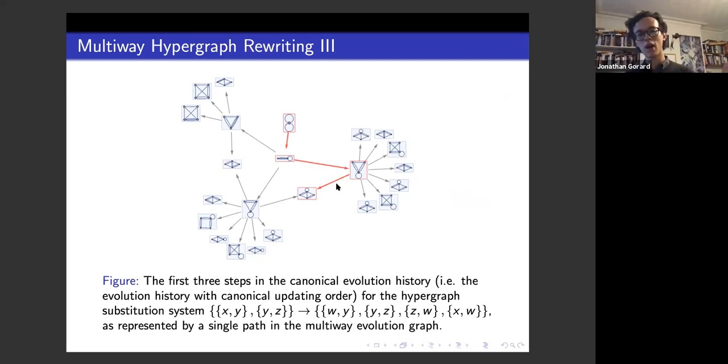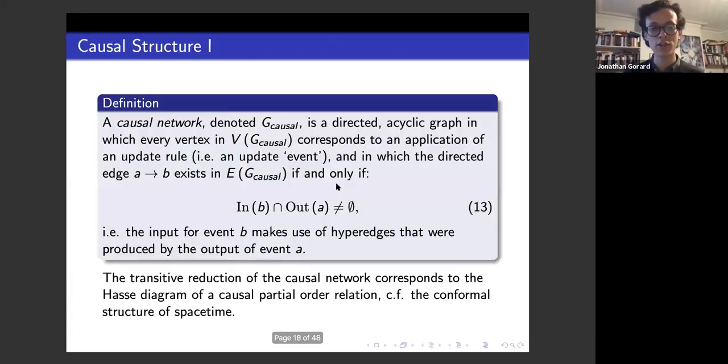And there'll be other cases where two rewriting rules are completely independent of each other, where it doesn't matter which one got applied first, and there's no sequentiality to that rewriting sequence. So we can encode the difference between those two situations in terms of a causal structure. A natural way to do that is to introduce a directed acyclic graph, which we'll call a causal network or a causal graph, in which every vertex is now an application of an update rule.